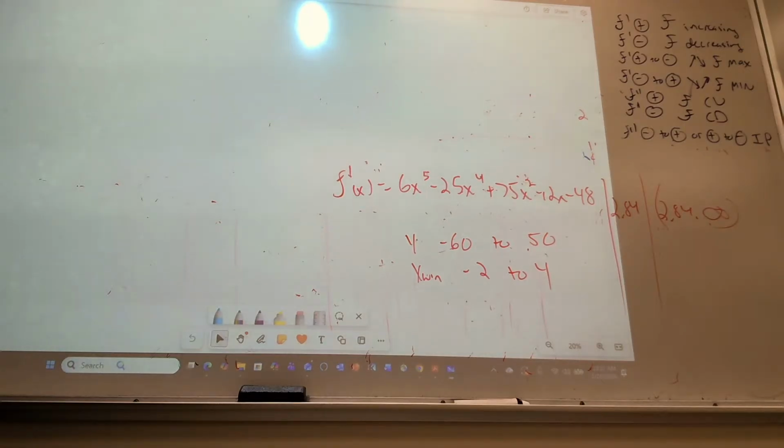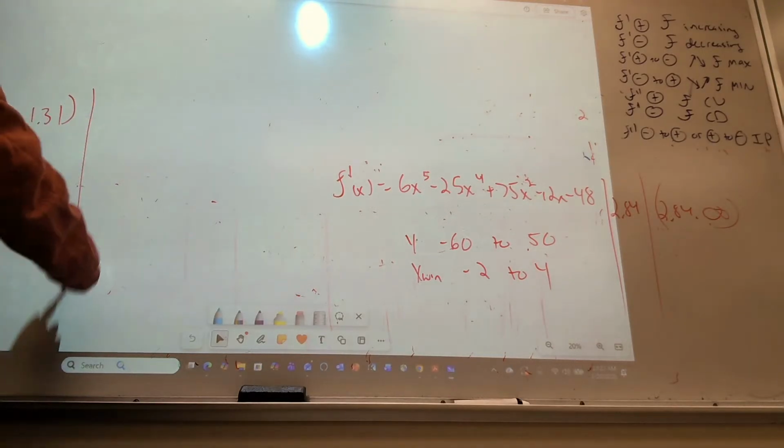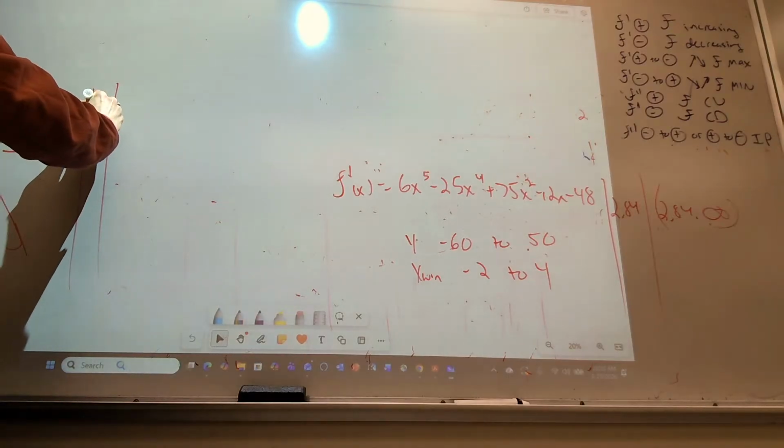You should have gotten minus 1.31 for your first one there on the left. You can see in the graph that before we reach that point, it's negative decreasing.